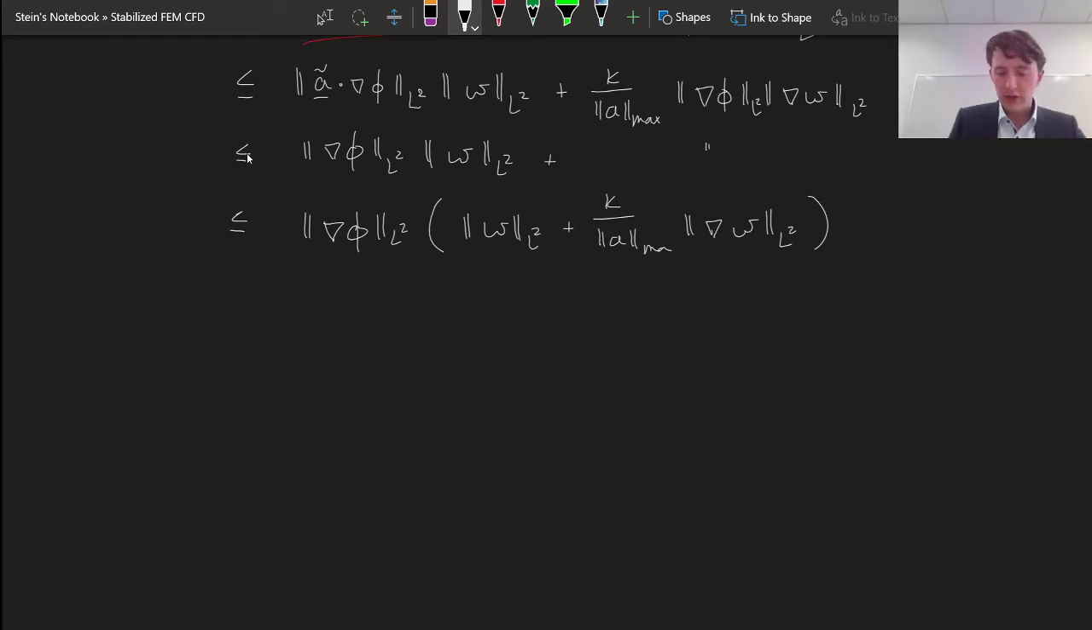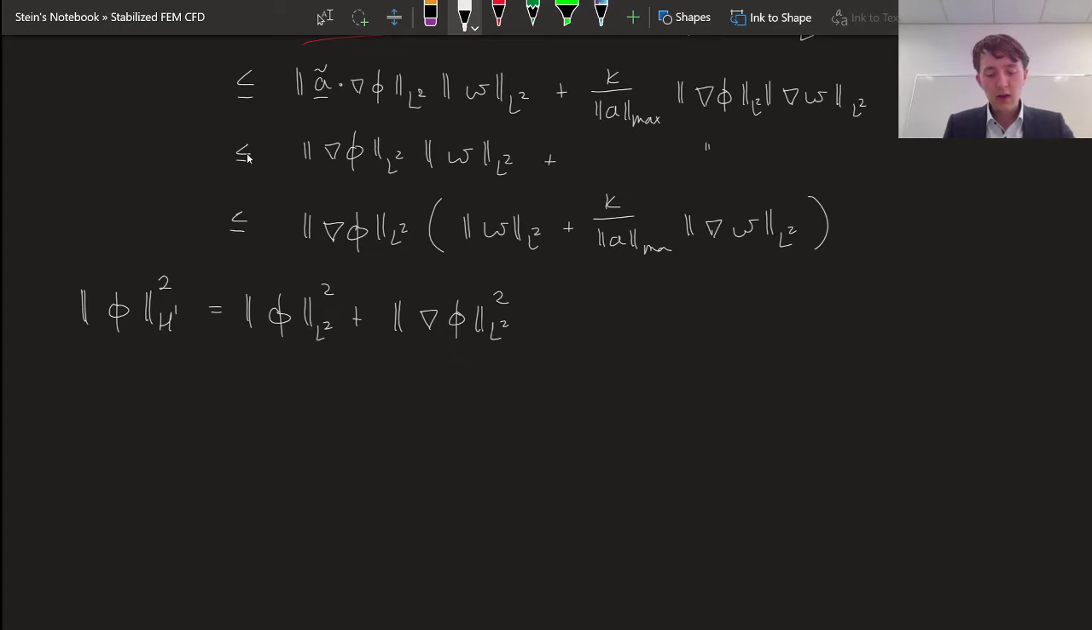I was confusing myself for a second here. So let me restate what the H1 norm was. The H1 norm of any function squared is going to be equal to the square of the L2 norm of that function plus the square of the L2 norm of the gradient of that function. Which means that both the L2 norm of the function and the L2 norm of the gradient of the function are going to be smaller than the H1 norm of that function, naturally. Right? Because these are all positive quantities.